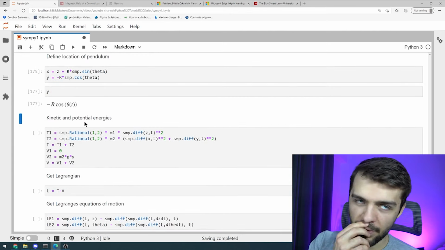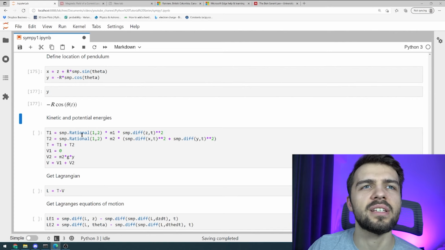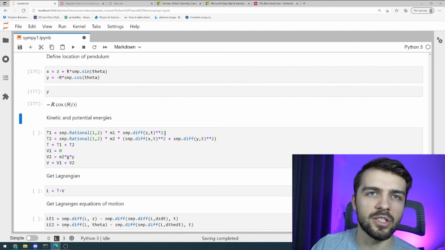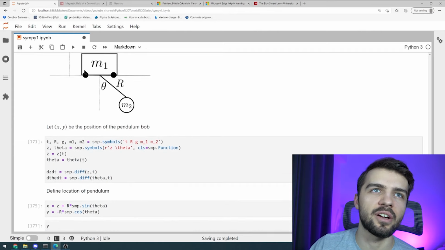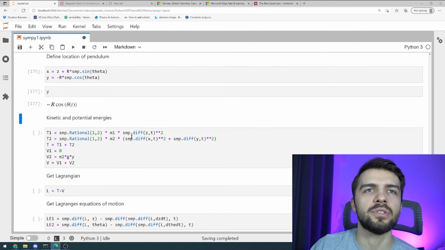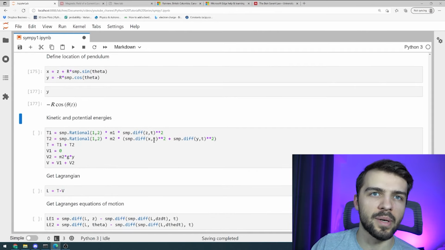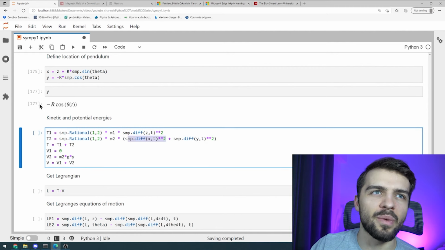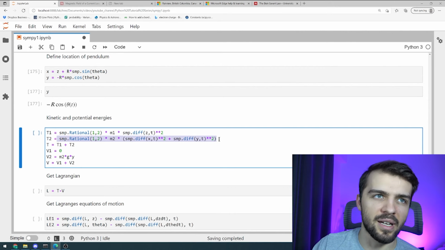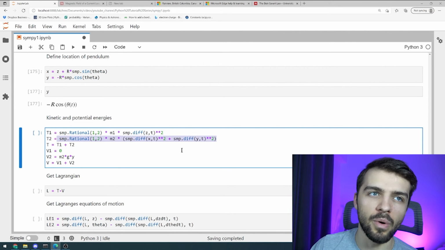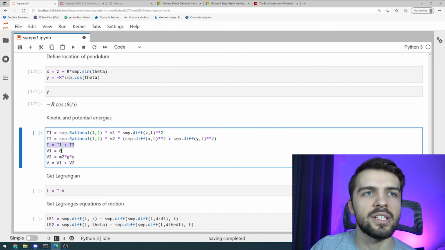The kinetic energy of the system: T1 is 1/2 M1 Z dot squared. That's just the kinetic energy of the cart. For the pendulum, it's 1/2 M2 times X dot squared plus Y dot squared. It looks like these are X and Y, but remember that X and Y in SymPy are actually functions of theta. So everything here is a function of theta, my general coordinate. The total kinetic energy is the sum of these.